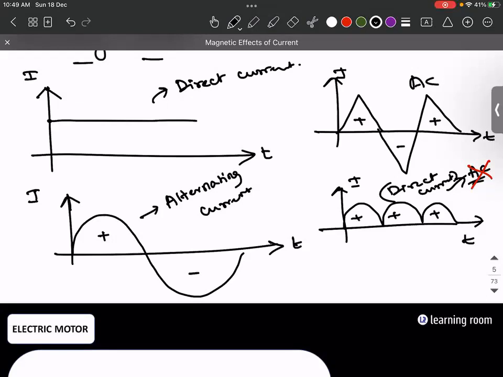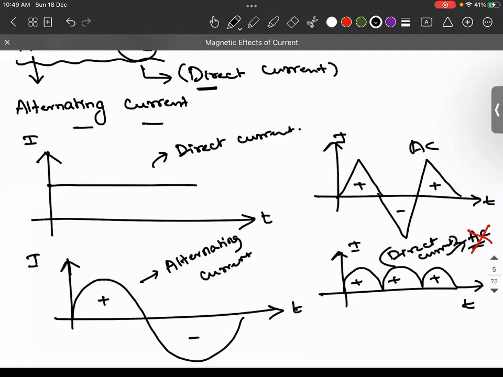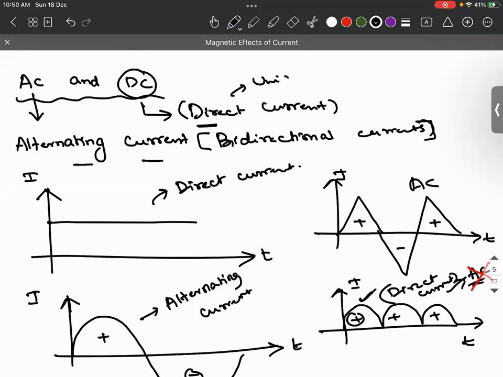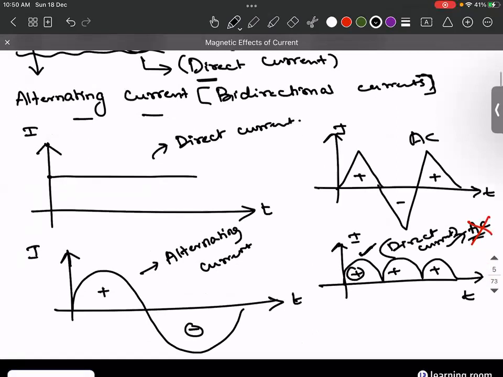So for an alternating current, what did you say? Direction will change, right? So direction has nothing to do with the graph shape. Direction has something to do with the positive and the negative. That is why alternating currents are called bidirectional currents. If you have not heard this term, write it. They are called bidirectional currents, whereas direct current is called unidirectional current. Even if the graph is having bends, if it is confined only to one direction, it is still called a direct current.